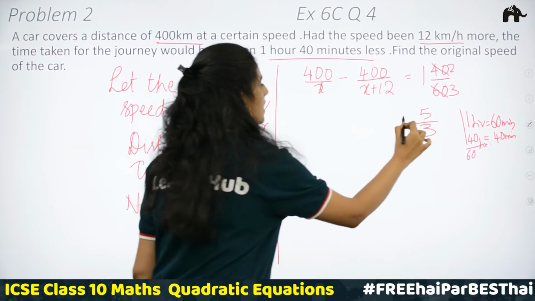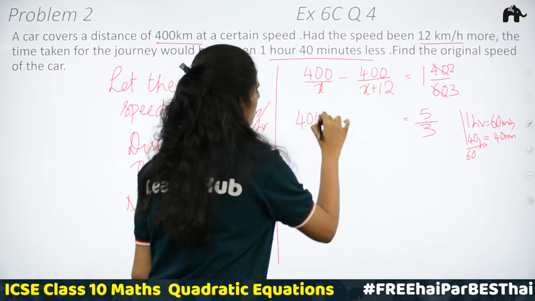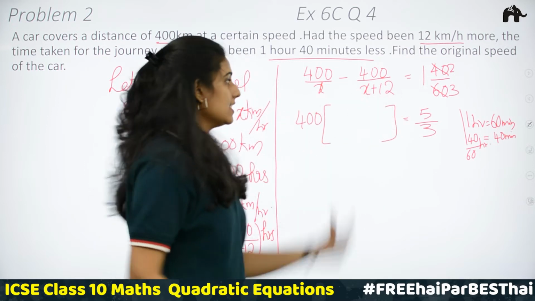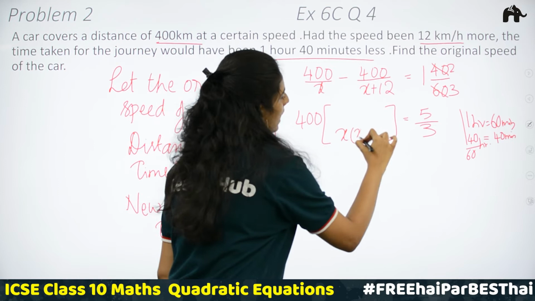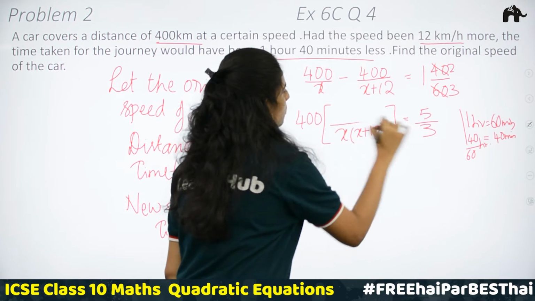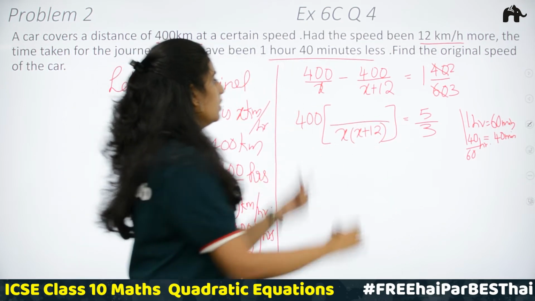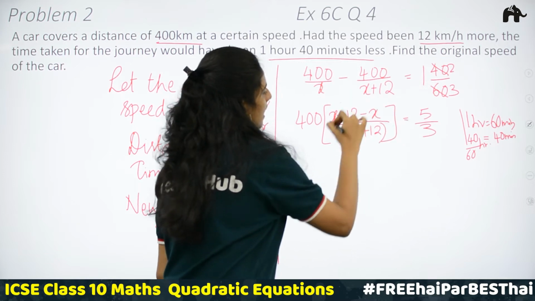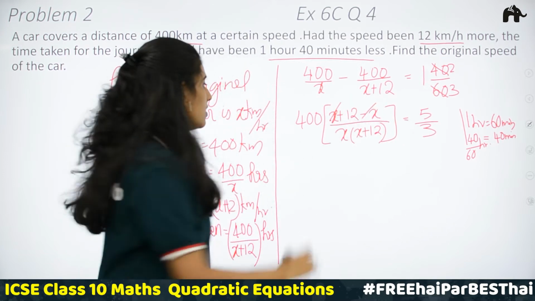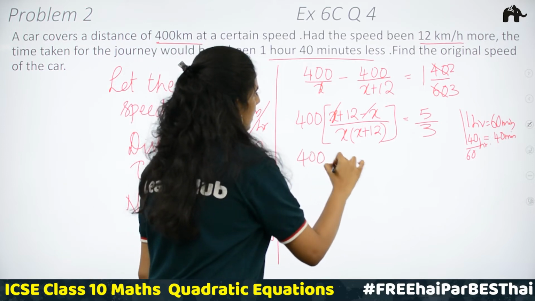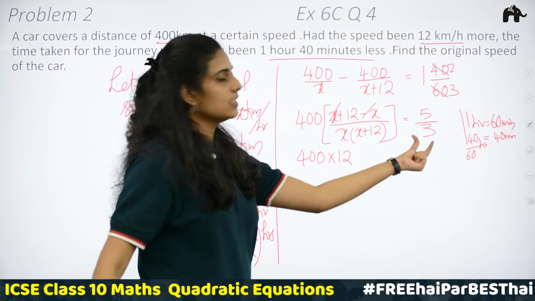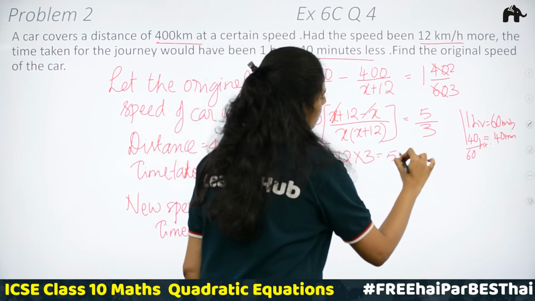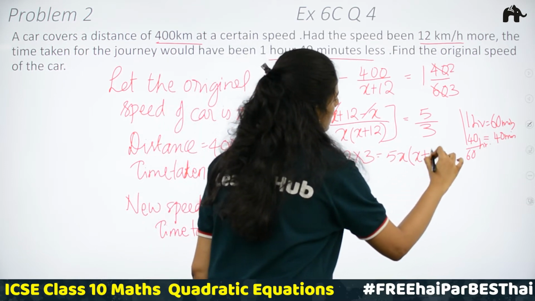Is equal to, 400 can be taken out, it's common. Here for x and x plus 12, the LCM is x into (x plus 12). What about the numerator? Here we will be getting x plus 12 minus x. x and minus x get cancelled. 400 into 12, bringing this 3 to the numerator, into 3 is equal to 5x into (x plus 12).